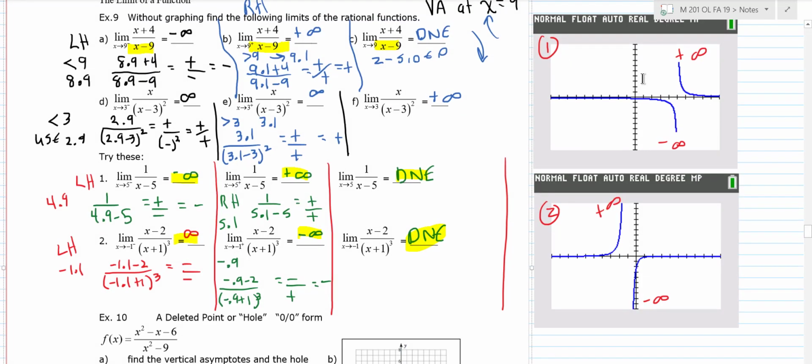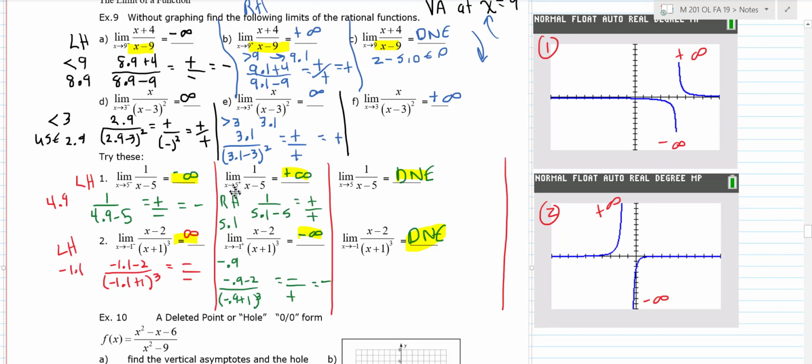Okay, so let's check and let's see if you got the right answer. I went ahead and put the graphs up too, just to kind of verify on here. It's all arithmetic. This one is a left-hand limit. So therefore, I used 4.9, a number smaller than 5. So I do 1 over 4.9 minus 5. Positive numerator, negative denominator makes a negative. Therefore, it's negative infinity. You can see by my graph, it's going to negative infinity around that asymptote.